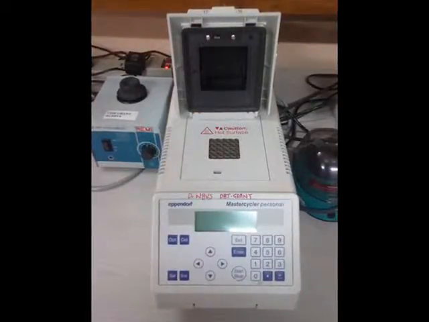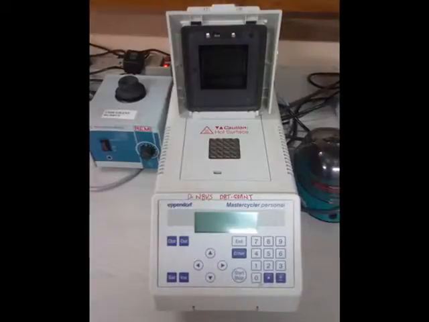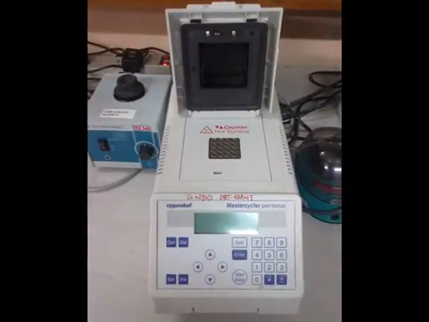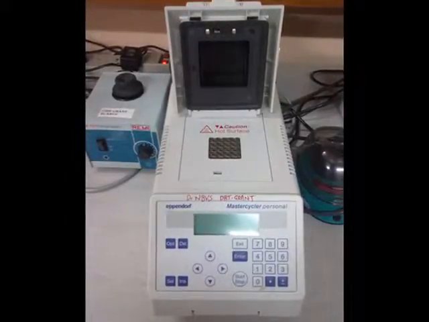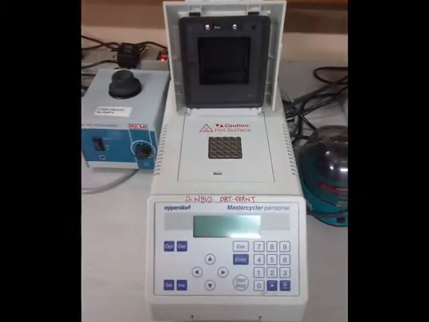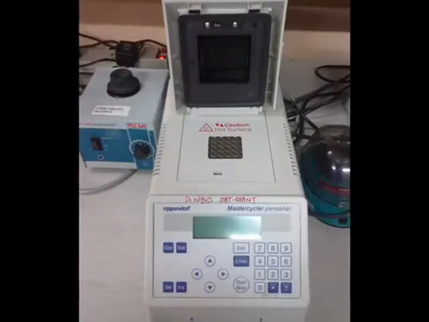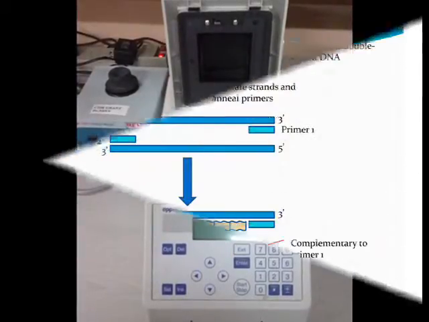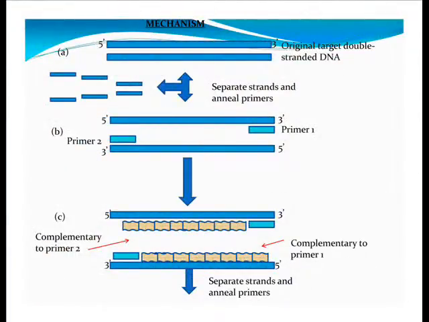Now, one of the important operations in cloning is the PCR amplification. Polymerase chain reaction is a technique in molecular biology to amplify a single or few copies of a piece of DNA across several orders of magnitude, generating thousands to millions of copies of a particular DNA sequence.